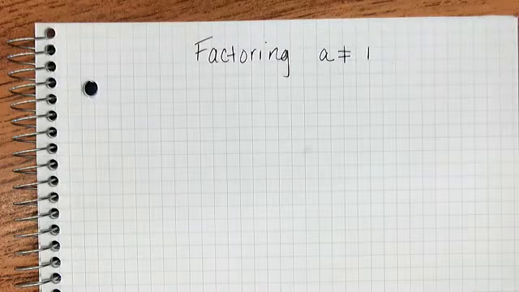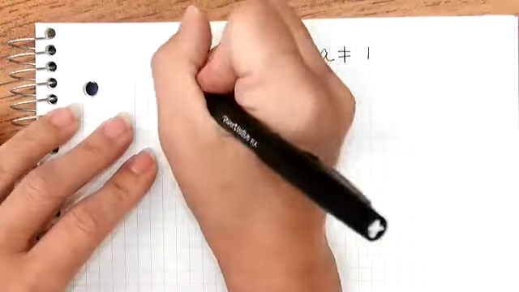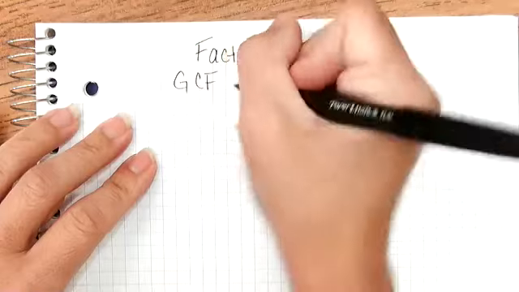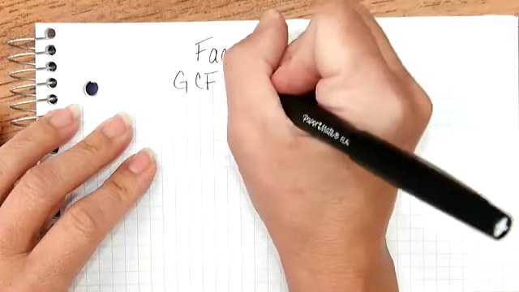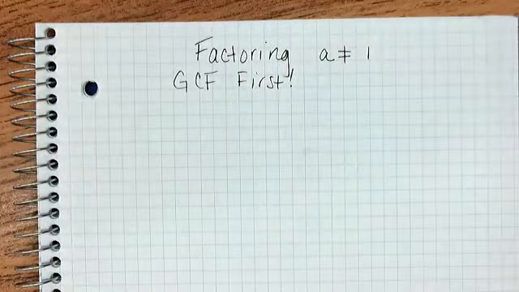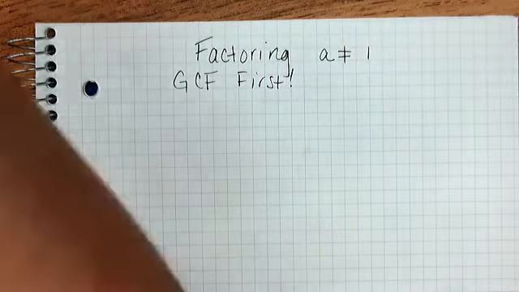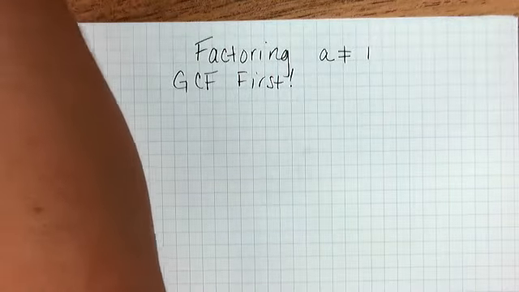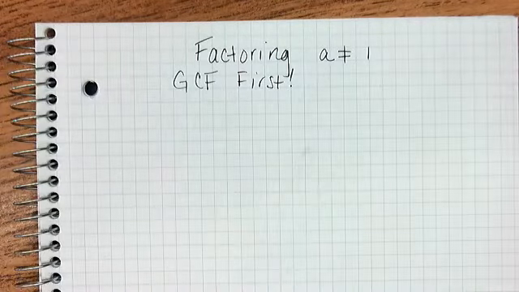We're going to look at factoring when a is not equal to 1. Number one thing to remember is that you always, always, always look for a GCF first. You'd be surprised how many times that's going to happen and you're going to overlook it, and then the problem's going to be much harder than it should be.